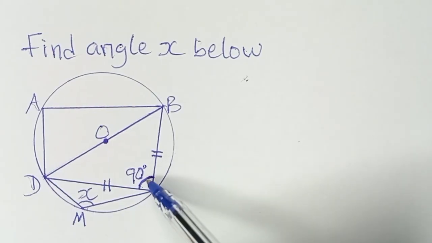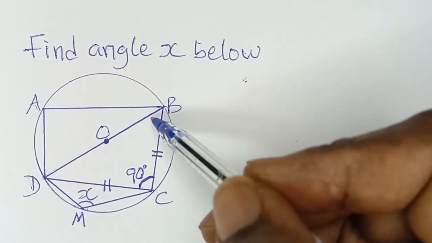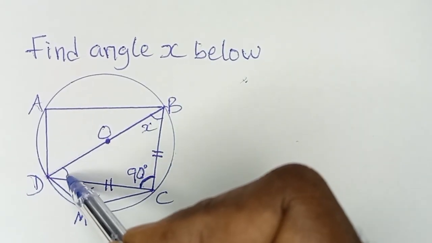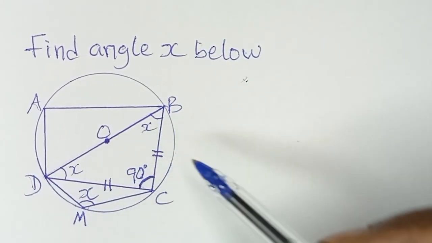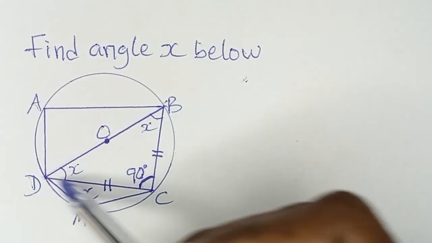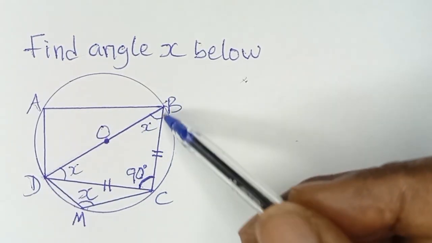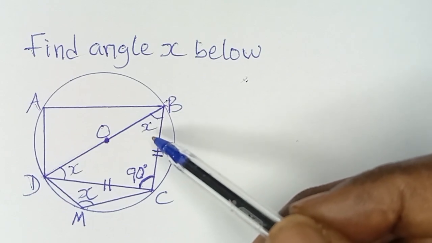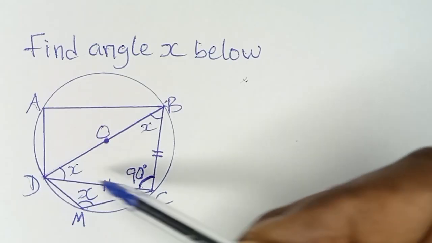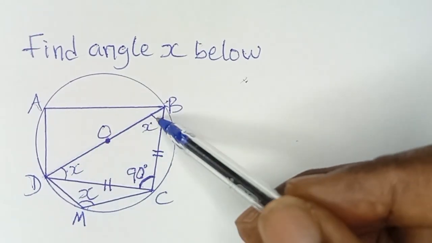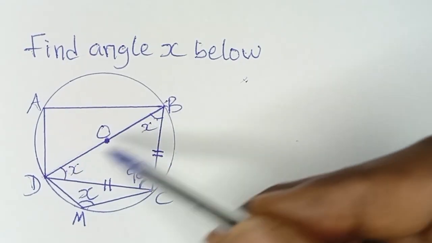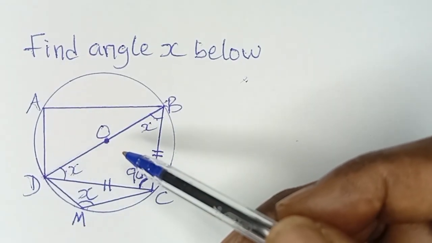So with that, since this is 90 degrees, we can call this angle x, and then we also call this angle x. Why? Because this is an isosceles triangle, because this length is equal to this length. So in an isosceles triangle like this, the base angles of that isosceles triangle are equal.